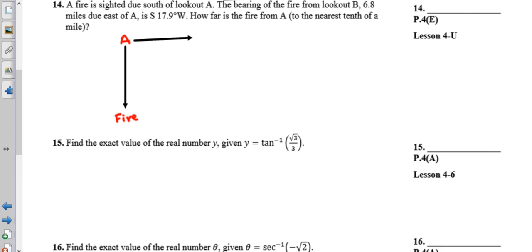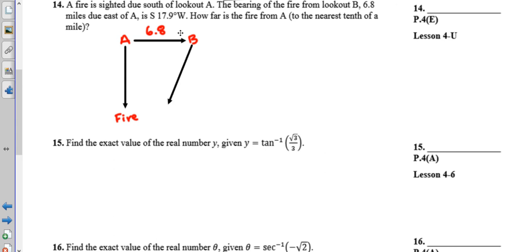There's a lot of information here. Lookout B is this way, and specifically it is 6.8 miles due east is this angle. So this is saying the bearing of the fire from, so we're starting at B. The bearing from says you go south 17.9, and then you turn, or excuse me, go south and you turn 17.9 to the west. So it wouldn't be turning very far.